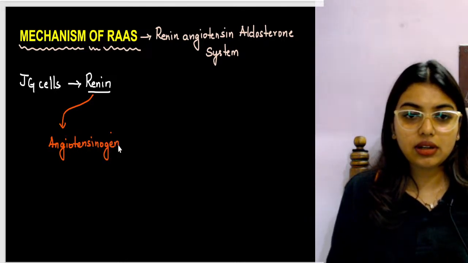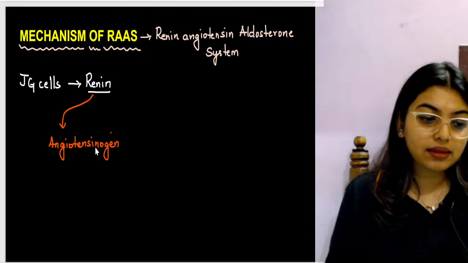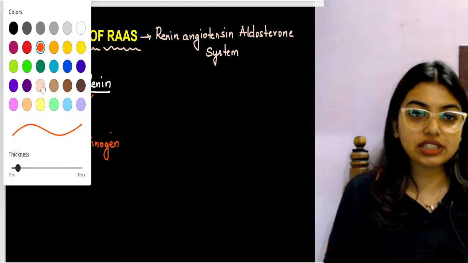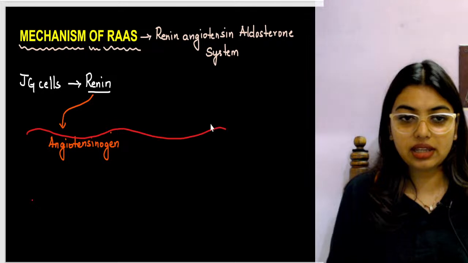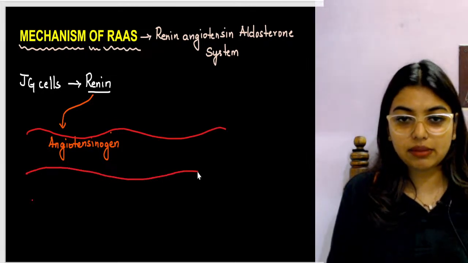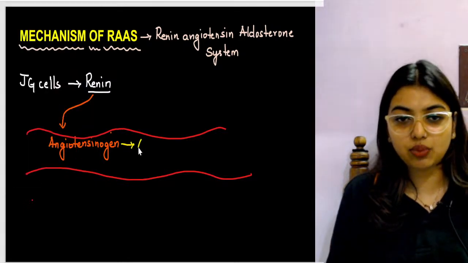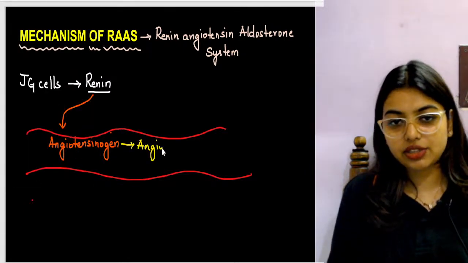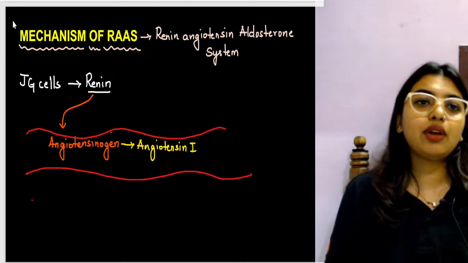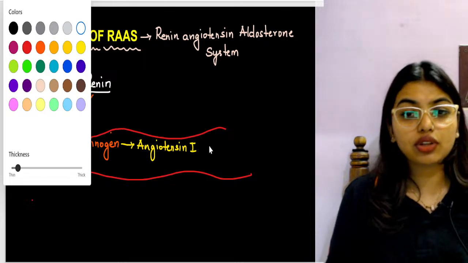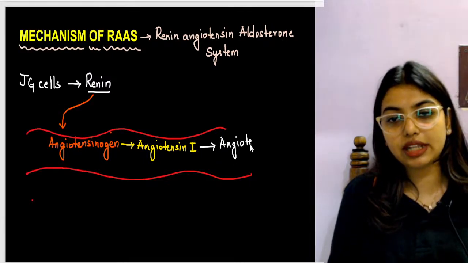Angiotensinogen. Where? See, this angiotensinogen, students, is present in the plasma. So this is your blood vessel. This angiotensinogen is present in the plasma, and this angiotensinogen will get converted to angiotensin 1 with the help of renin. Now, we'll ask angiotensin 1, can you fix all of the issues? Angiotensin 1 will be like, no, I cannot fix the issues, so I will make angiotensin 2.